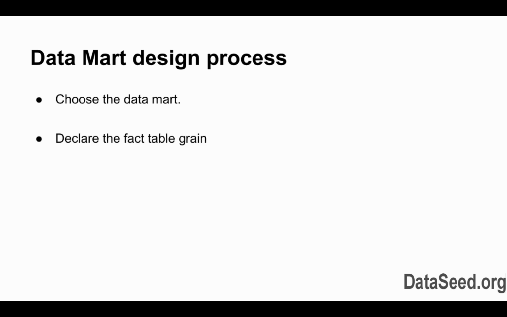The next step is to declare the grain of the data that we're going to collect. Declaring the grain tells us what level of detail the fact record is going to represent. For example, if we were building the data mart for the sales process, then the grain could be all the sales of a product in a store in a day.